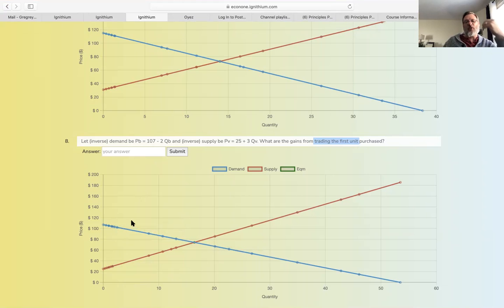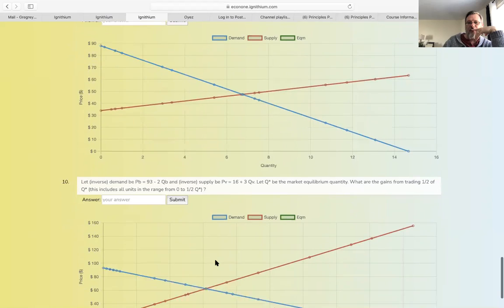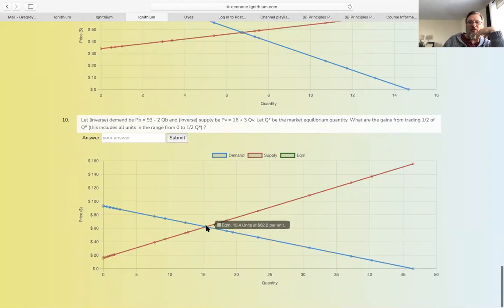Now, we're running a little bit short on time, so let's see if there are any others. These are all about gains from trade. This one's a little bit tricky too. What are the gains from trading half of Q star? There's Q star, and over here it's going to be half of it, that divided by 2. So it looks like it's that one, right? This is one of the ones that's a trapezoid, because they're saying it's all of these units up to this, and then it stops there. Do you see what I mean? Yeah.